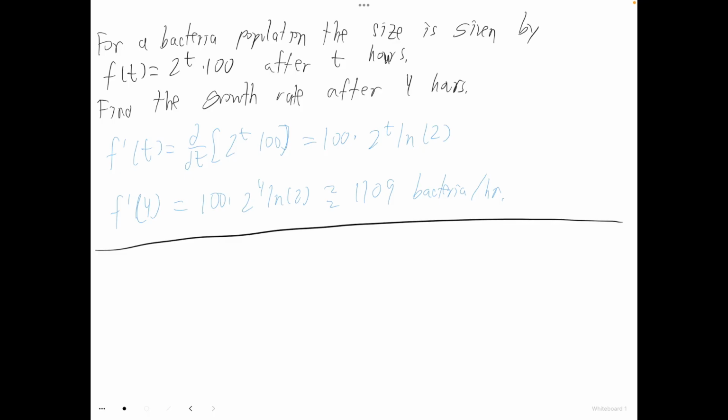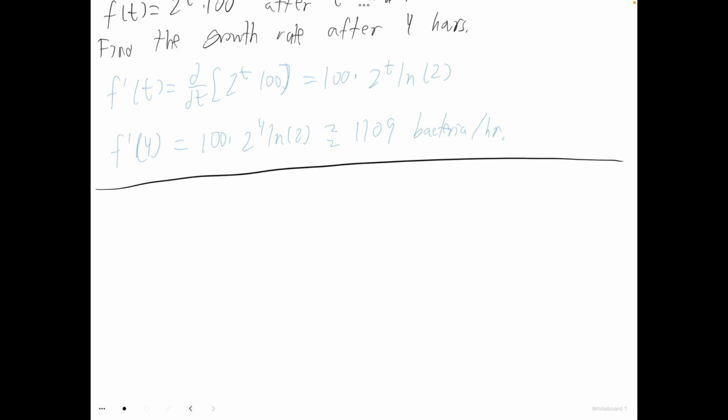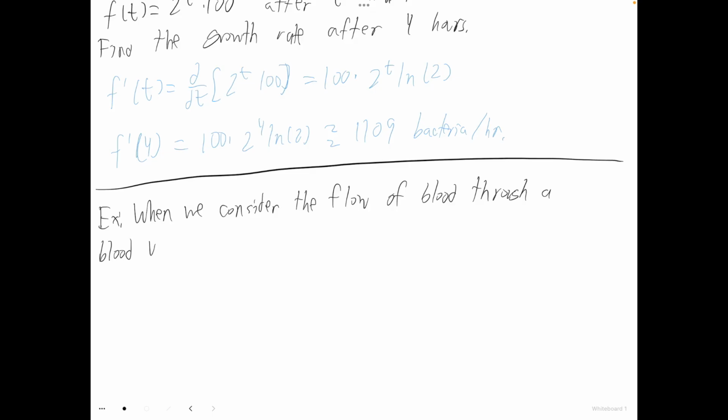So now let's look at one more example. And so when we consider the flow of blood through a blood vessel, such as a vein. So this is a vein or an artery. It is just a blood vessel.